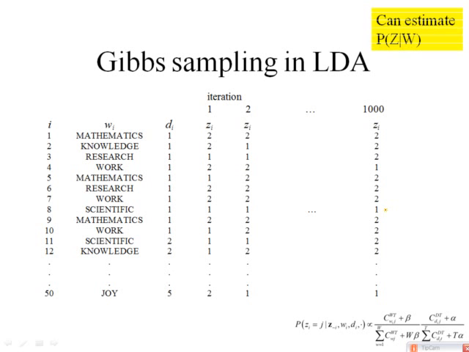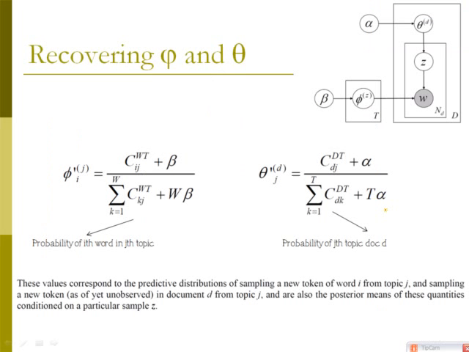To put that in perspective, if I am giving you just the final one, then from there, from Z equivalent W, I can estimate the phi and theta, which are the topic mixtures and the word topic mixtures, so the document topic mixtures and the word topic distributions. Using essentially the same exact count matrices, except these count matrices have changed over the iterations.